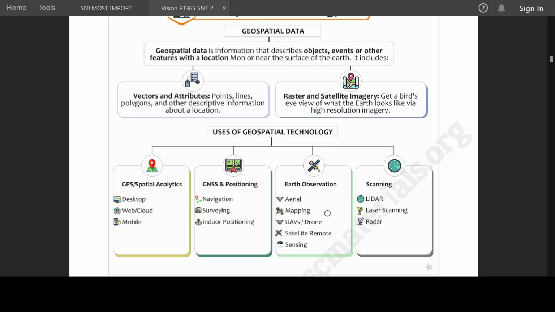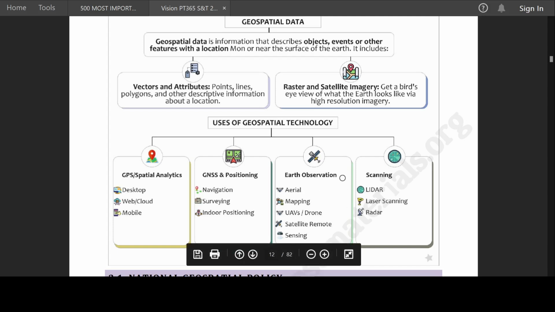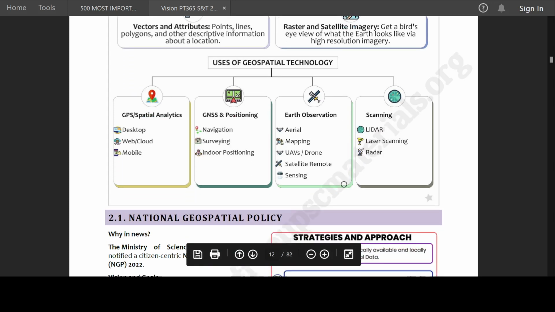Users of geospatial technology are in the GPS or spatial analytics, desktop, web or cloud, and in mobile, in the GNSS and positioning, navigation, surveying, indoor positioning, Earth observation of aerial mapping, UAVs, drone, satellite, remote sensing, etc. In scanning like LiDAR, laser scanning, and radar.